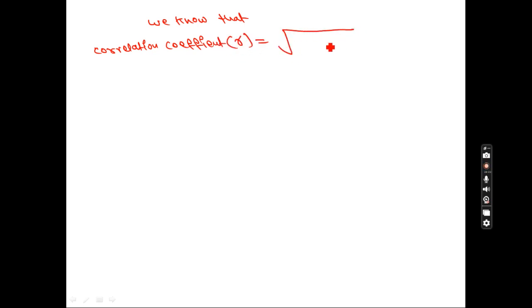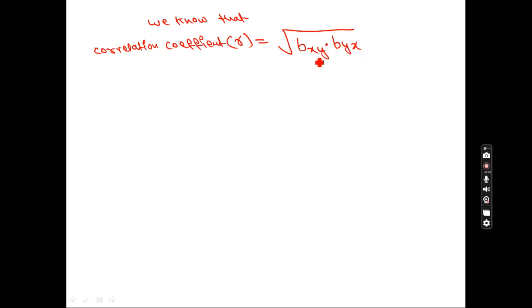What is the question asking? The correlation coefficient, or coefficient of correlation; both are the same. It can be represented with the letter r. To calculate this you need a formula: r equals the square root of b_xy into b_yx.